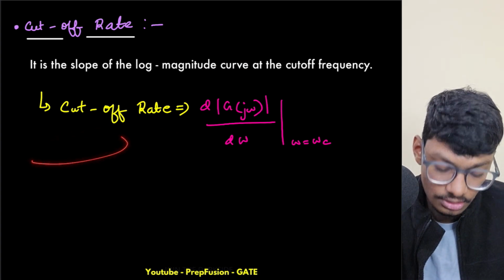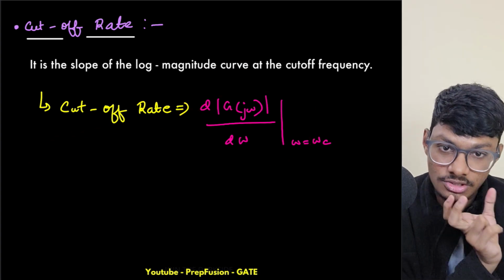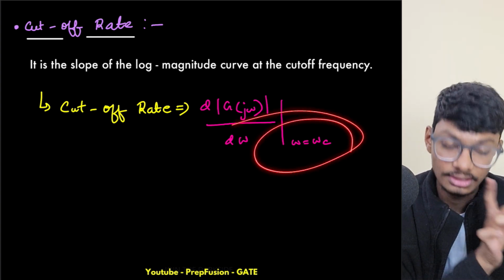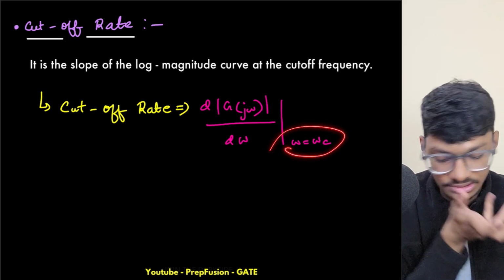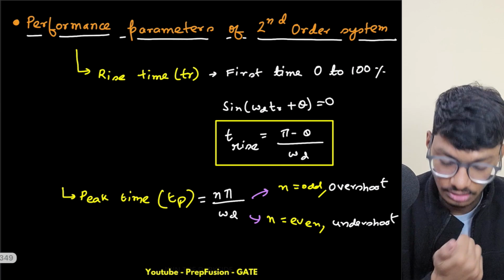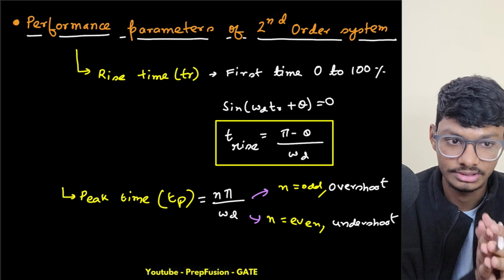So the cutoff rate will be the slope of the magnitude curve, like a simple Bode plot you can draw, the slope at that point, the slope at the cutoff frequency. Okay, simple definition, not much. So these were the parameters for frequency response. Now let's come to the time domain.